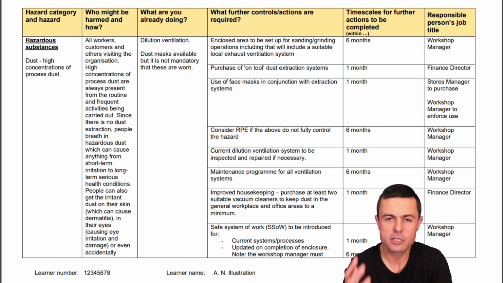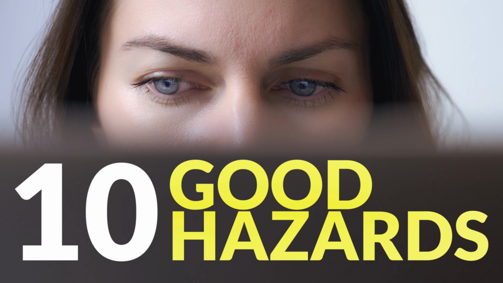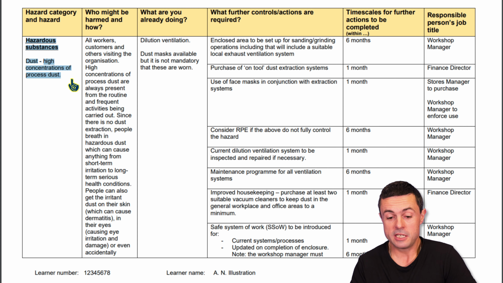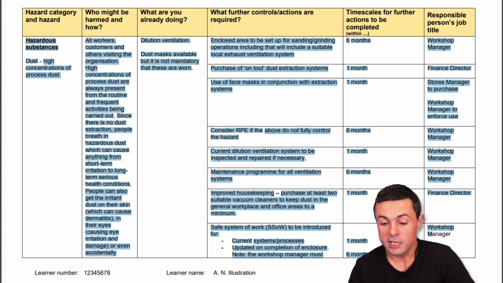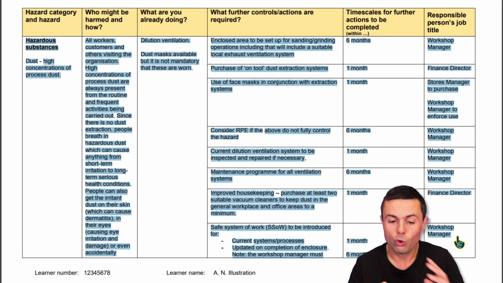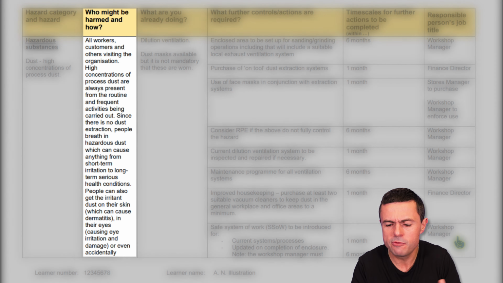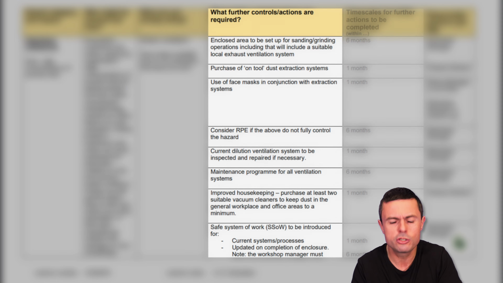What the examiner is going to be looking for, as one of their many criteria, is that you have 10 good hazards. Well, good hazards, is there such a thing as a good hazard? Someone could hurt themselves. That's fantastic. No. What we've got here are hazardous substances, and all of this has been filled in correctly. All the necessary controls are there, the who might be harmed and how has been filled in properly. We've got some good actions, good timescales.